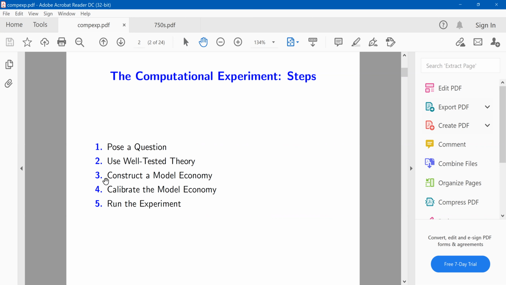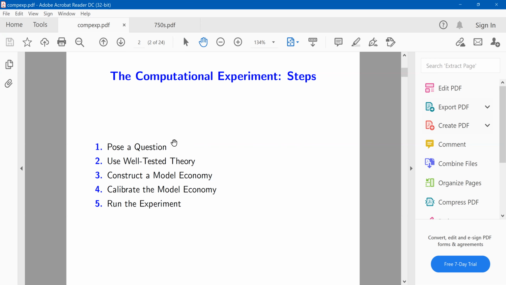Here the important thing is that you want to economize, right? So the model should be complicated enough to be interesting and to be relevant for the question you ask, and also it should be simple enough to be useful, right? I mean, it should be, for instance, solvable, or at least numerically, you should be able to solve this model. In the fourth stage, you want to calibrate the model economy depending on your purposes, right?